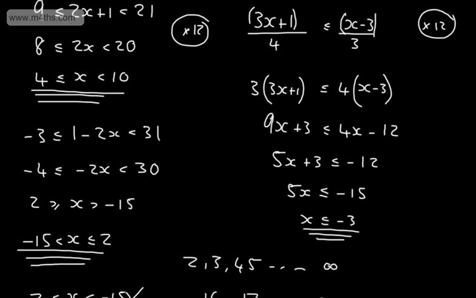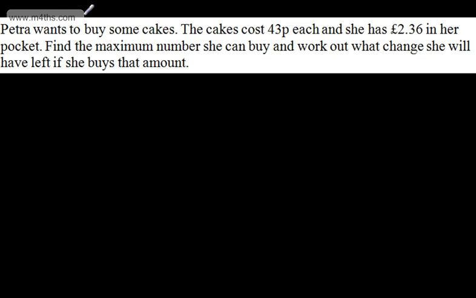Okay, let's just finish off with a wordy question. We're told Petra wants to buy some cakes. The cakes cost 43p each and she has £2.36 in her pocket. Find the maximum number she can buy and work out what change she'll have left if she buys that amount. The first thing that strikes me here is that we're working with different units, 43p and 236p, or £2.36. What I'm going to do is write an inequality for this.